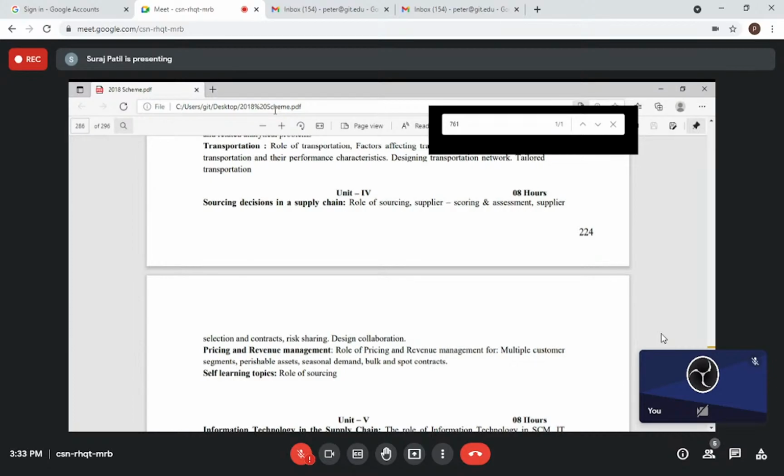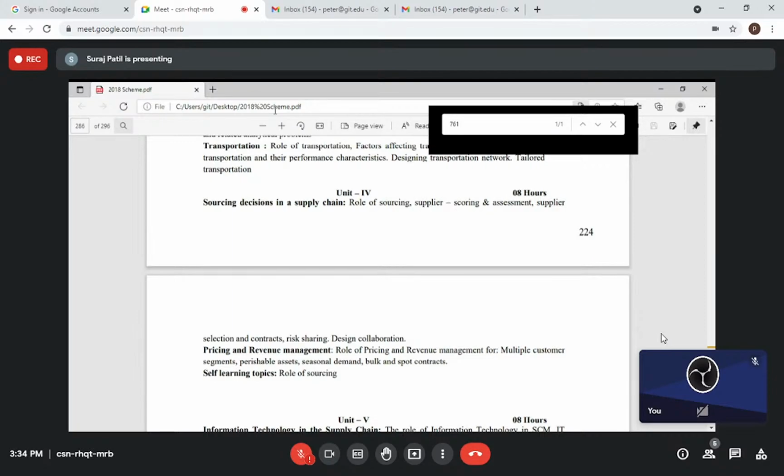Next one is pricing and revenue management. Similar to sourcing, here you have the role of pricing and revenue management, and in this you will be studying with respect to multiple customer segments, then perishable assets, then seasonal demand. Any product which has seasonal demand, like for example the umbrella. Okay, you require it for two seasons, depending upon the customer's requirement. It is based on the supply and demand. Based on that, the price and revenue of any particular product will be either increased or decreased.